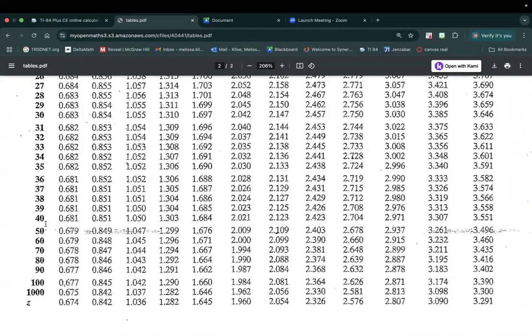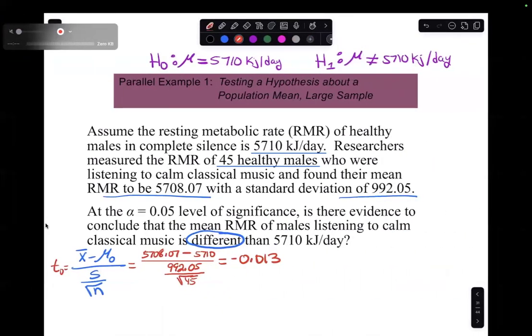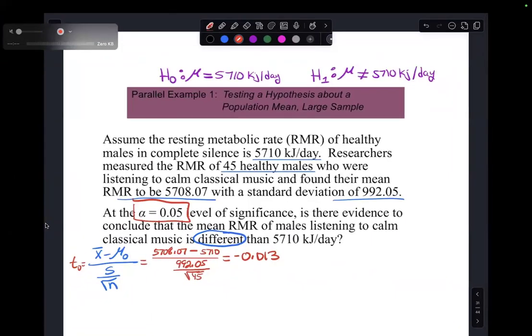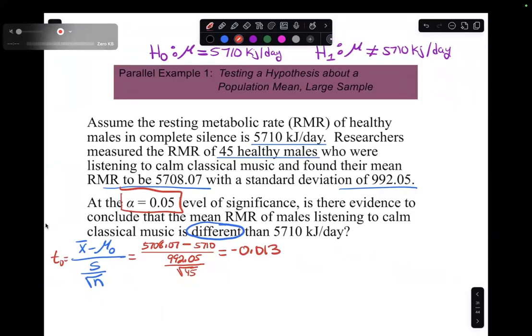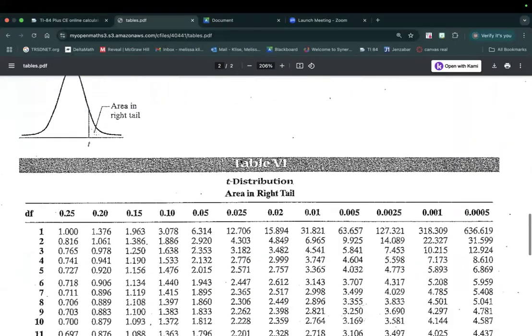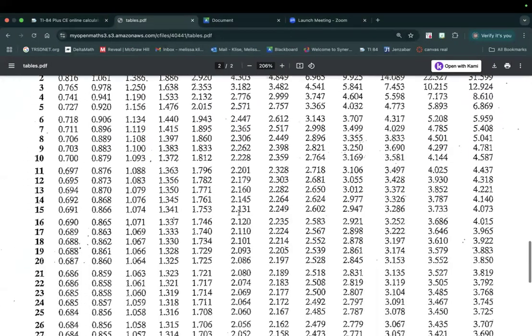Just a second, I need to get my level of significance. My alpha is 0.05. Because this is a two-tailed test, I'm going to take the 0.05 and divide it by 2. I get 0.025. This is what I'm going to look for, because it's a two-tailed test, I have to cut that in half. Okay. So I'm going to go back over here. Where is that? It's right here.